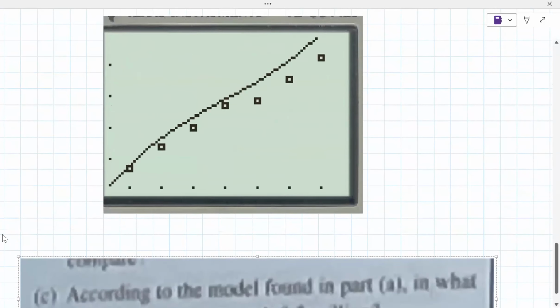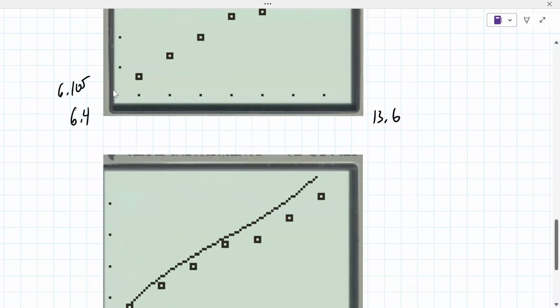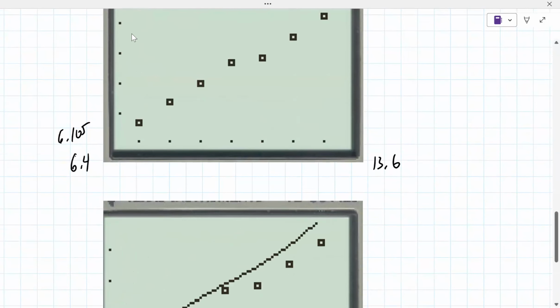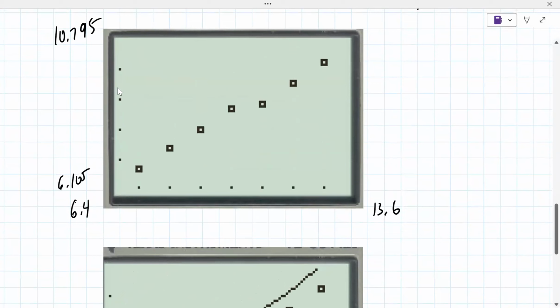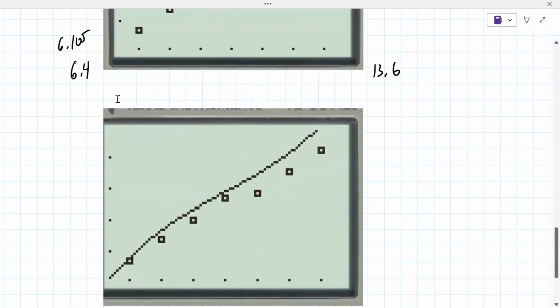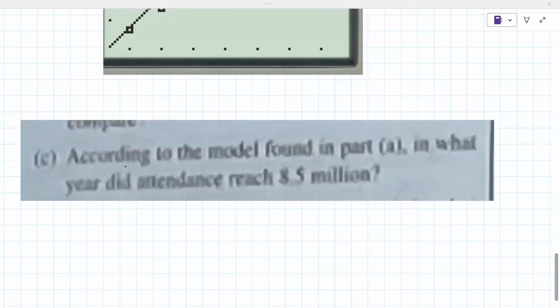According to the model found in part A, in what year did attendance reach 8.5 million? This is where it would be really helpful to have increments here, which we don't know. What I can do though is go back to the graphing calculator and graph the horizontal line y equals 8.5.